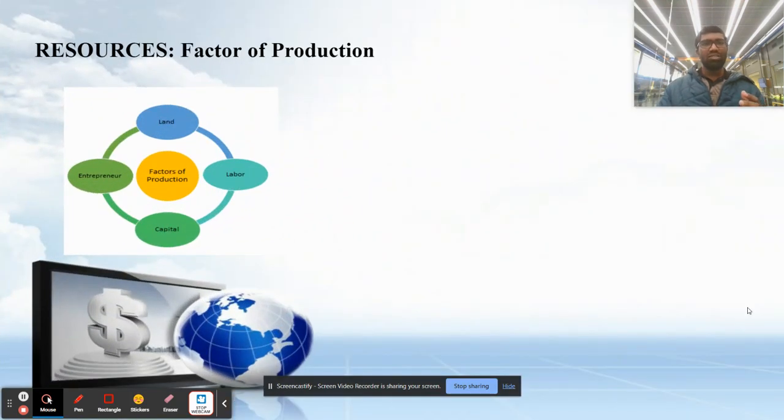So, what are the resources, factors of production here? So, we can see a chart here. In this, we can see there are four factors of production. One is land. Land is the place which everyone needs. For example, if someone wants to build a factory, they need a land to build it. Someone wants to farm, they need a land to start the agriculture.